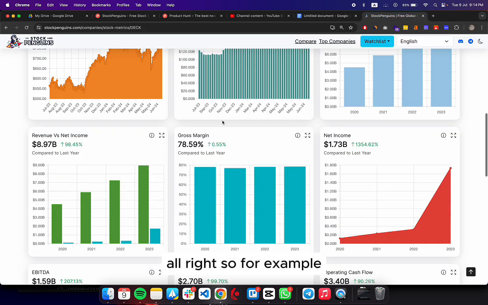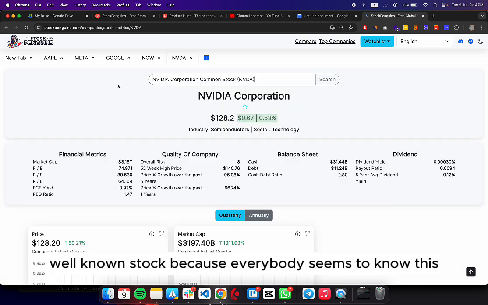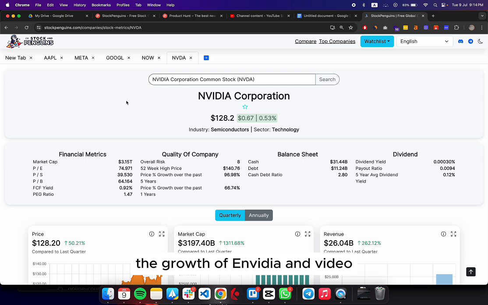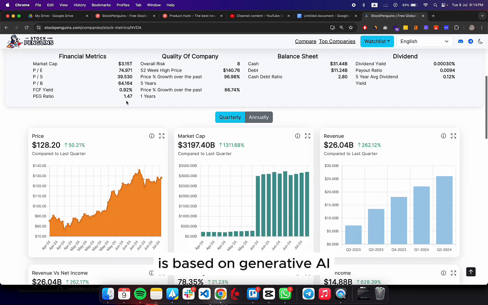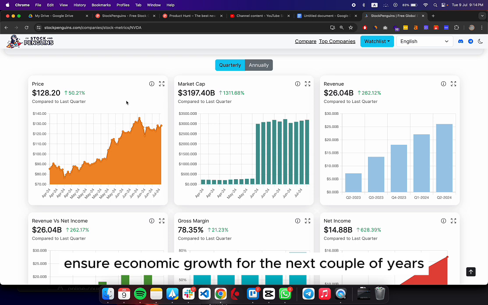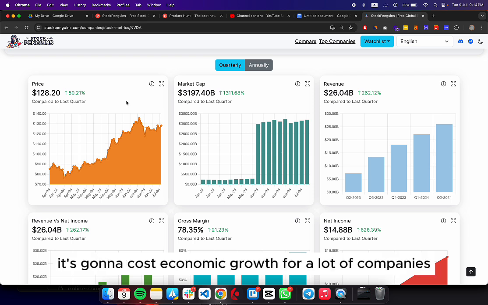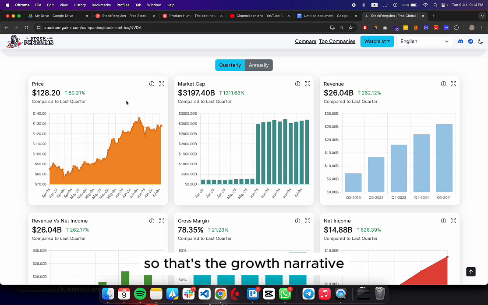All right. So for example, let's go into a well-known stock because everybody seems to know this. All right. The growth of Nvidia is based on generative AI and AI being the dominant technology that will basically ensure economic growth for the next couple of years, right? So people are believing this AI thing is going to be the next big thing. It's going to build tons of innovation. It's going to disrupt the economy. It's going to grow and create new jobs. It's going to cause economic growth for a lot of companies. And it's a revolutionary technology, right? So that's the growth narrative.